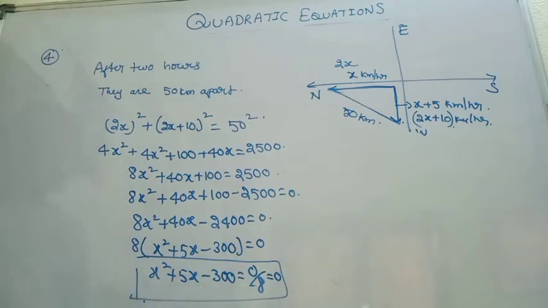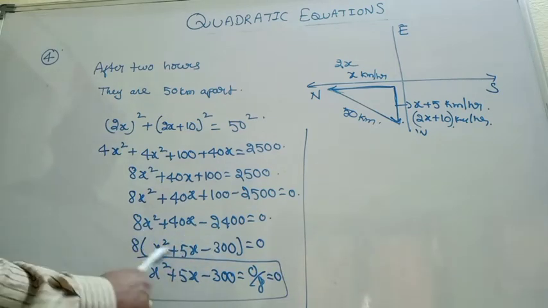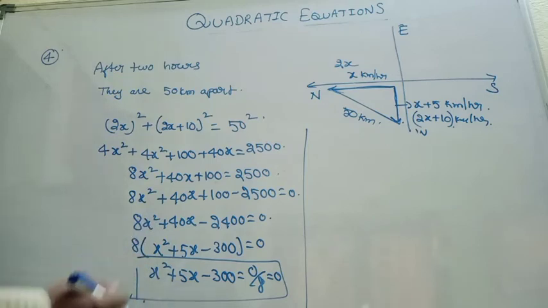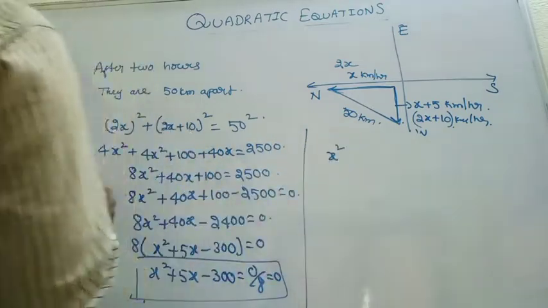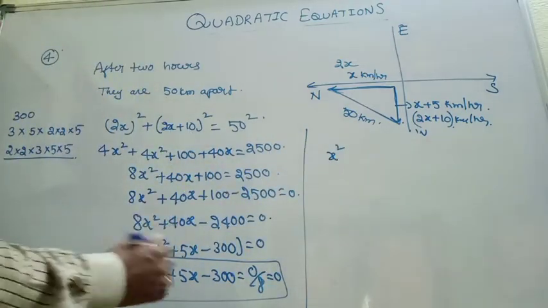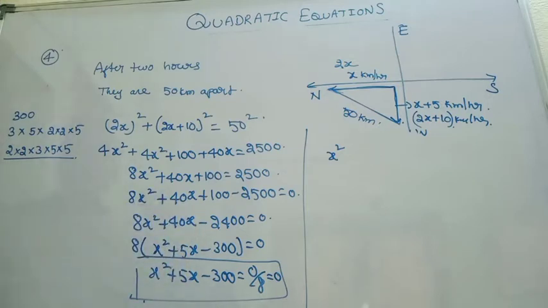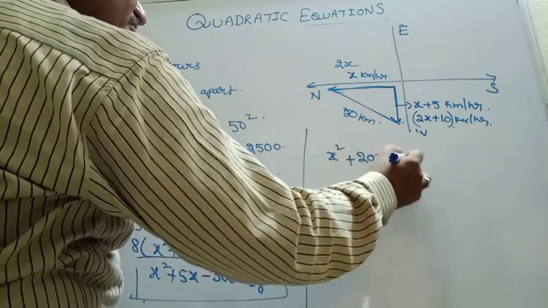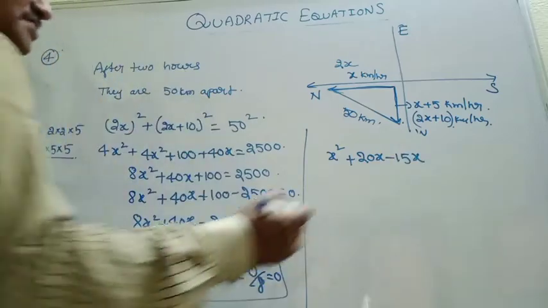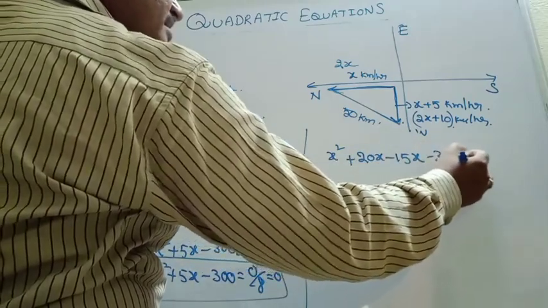x square plus 5x minus 300 is equal to 0. Now we need to solve this. We have to find numbers whose product is minus 300 and whose sum is 5. Let us try to solve this. We get x square, and splitting the middle term, minus 300 x square, plus 20x minus 15x, minus 300 is equal to 0.